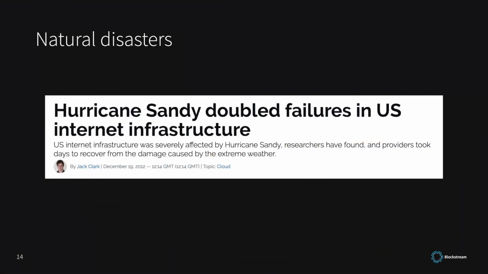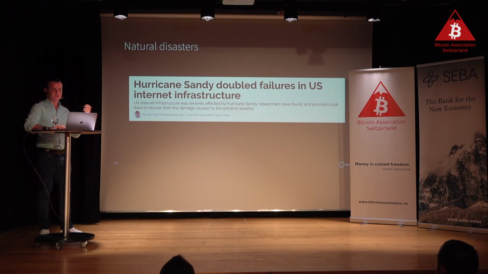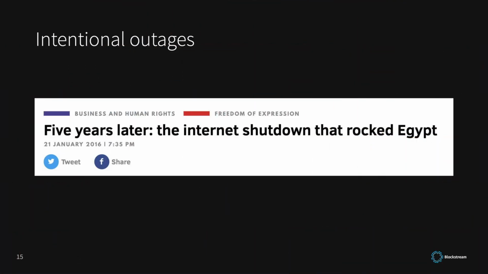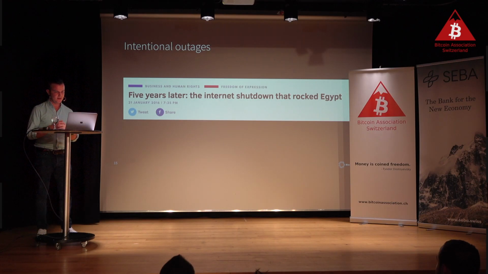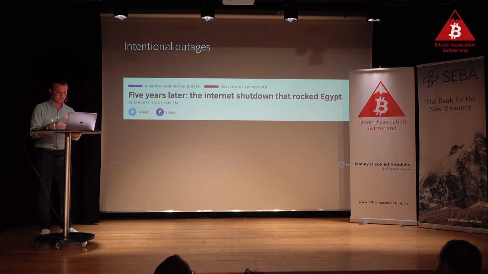Another example is natural disasters. Hurricane Sandy knocked out a bunch of internet infrastructure in the US. There's earthquakes, all these kinds of threats. And then intentional outages, you also have the threat of corporate or political action being taken against networks. We saw in the Arab Spring, people were having the internet switched off on them, and they were having to resort to using SMS to get tweets out and stuff like that.